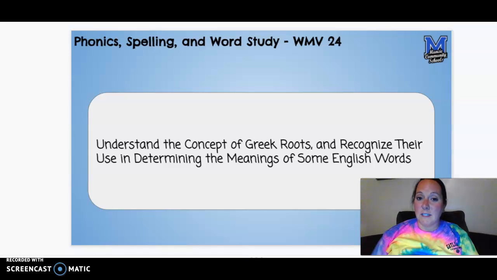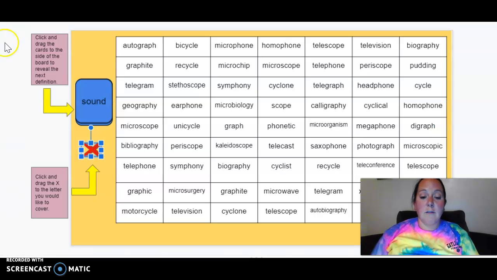Today during your phonics word study lesson, you talked about Greek roots and how those roots help you understand the definition of some English words. For your practice, you're going to be playing this bingo game.